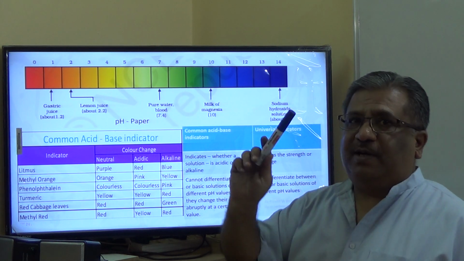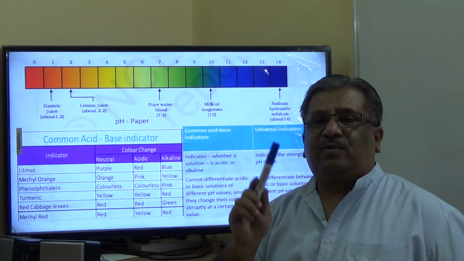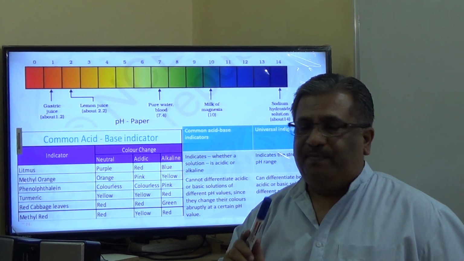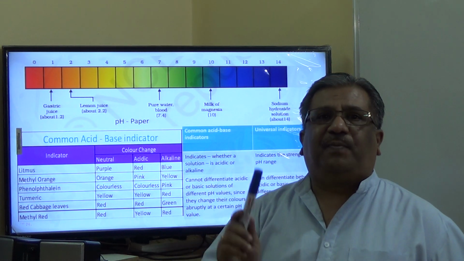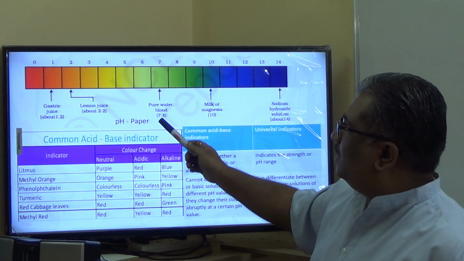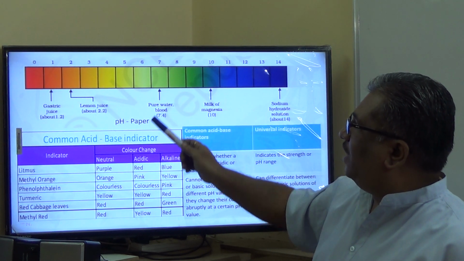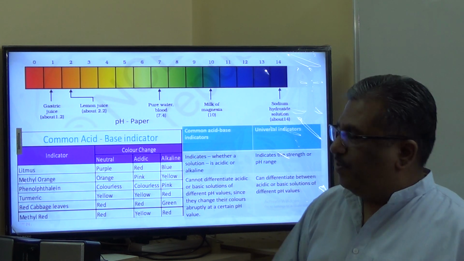See, the pH paper turns green. Please remember, this question had appeared, and also it is there in your exemplar. What is the color of the pH paper in blood? What is the color of the pH paper in water? The color of the pH paper in pure water and blood is green here, 7, green, and it is approximately neutral in nature. Okay, so that is important.